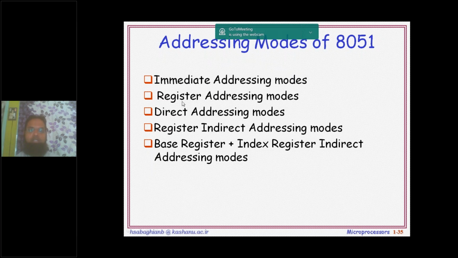Register addressing mode means data is being handled or carried by the registers. Direct addressing mode means data is being carried by the memory locations, which are indicated with their own address. Register indirect addressing mode means the data is available in the memory locations which are accessed by using registers. And base register plus index register addressing mode is also an indirect addressing mode wherein the contents of two registers are added to locate the location.